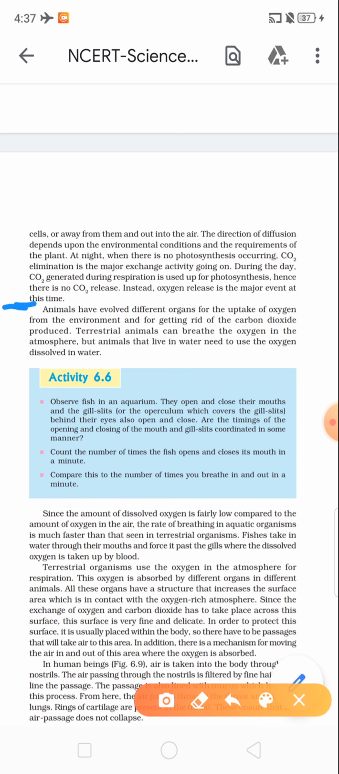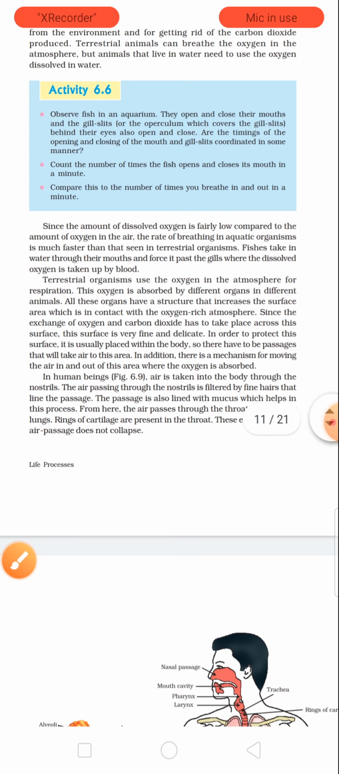Animals have evolved different organs for the uptake of oxygen from the environment and for getting rid of the carbon dioxide produced. We know that we are taking in oxygen and giving out carbon dioxide, and we have a special track where we are inhaling and exhaling. Terrestrial animals can breathe the oxygen in the atmosphere, but animals that live in water need to use the oxygen dissolved in water.